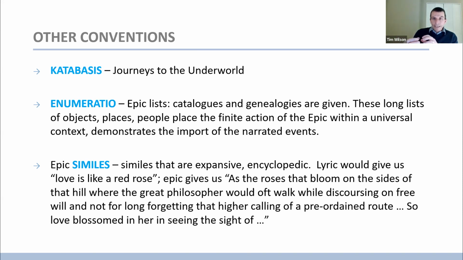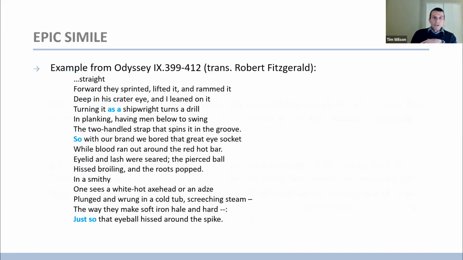So the epic simile has to go beyond that kind of surface comparison and use it as a vehicle, a jumping off point to talk about the stories and the rich significance of those objects in the background. Here's an example from the Odyssey that I like just because it's gross, I guess. I don't know, and I apologize.